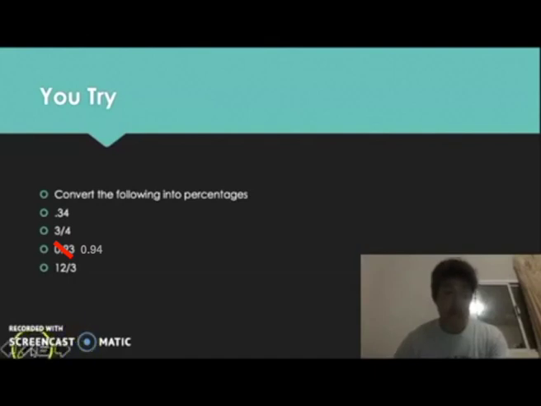Okay, so for the first problem, we have 0.34. What we can do is very simple. We just have to convert the decimal into a percentage. We multiply 0.34 by 100 to give us a whole number, which is 34, and then add a percent sign at the end. So 0.34 is equal to 34%.